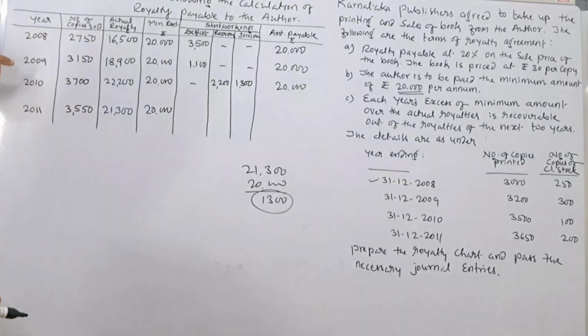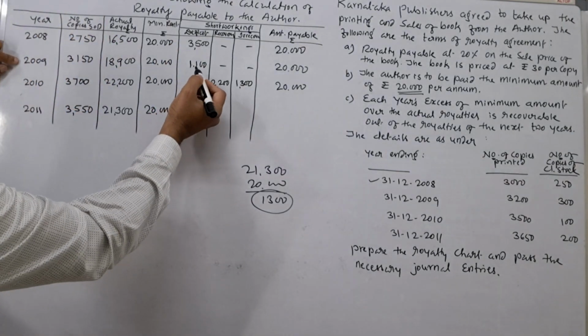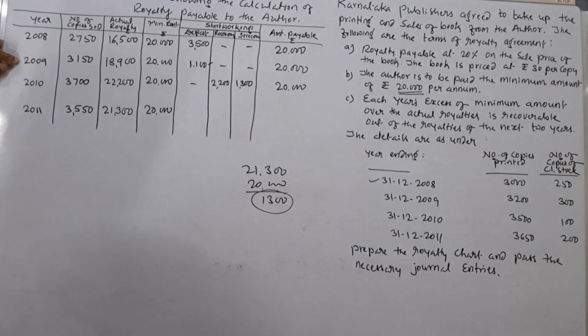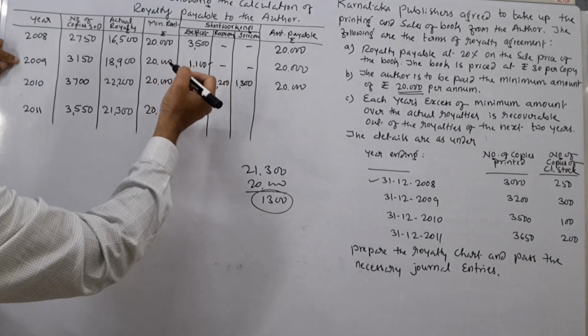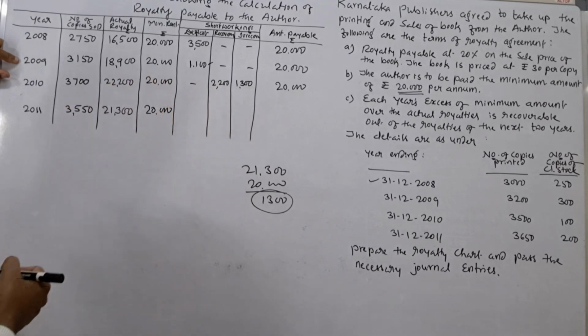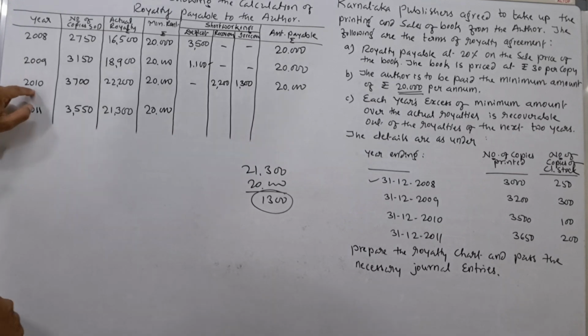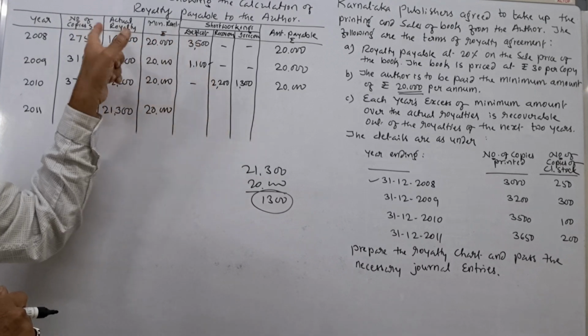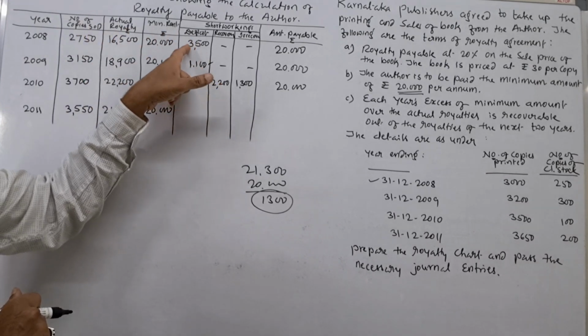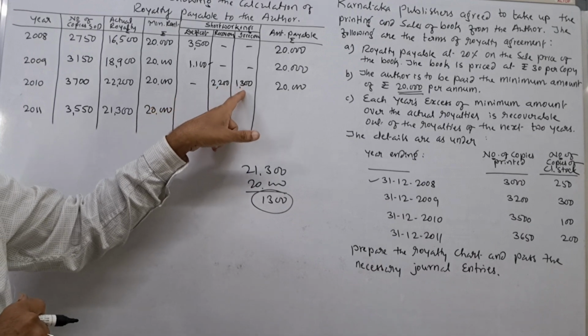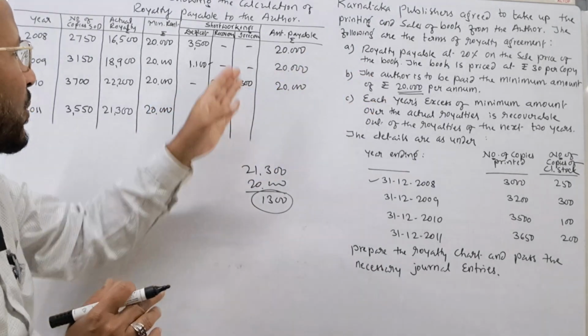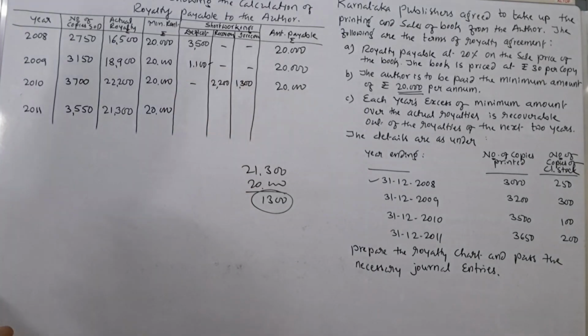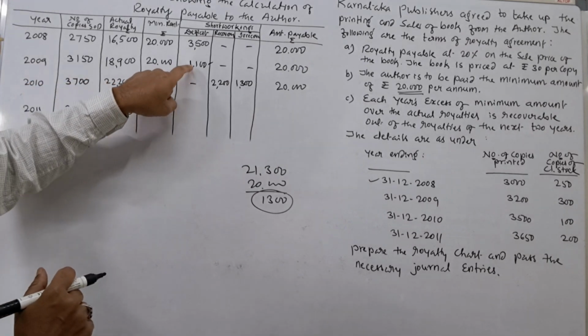Why? Because in the year 2009, short working is there, rupees 1,100. This can be recovered either from the excess royalties of the year 2010 or from the excess royalties of the year 2011. But in the year 2010, excess royalty is already applied to recover the short workings of the first year, but even that amount was not sufficient. Hence what we have done, 1,300 we have transferred to profit and loss account. That is why it is shown in the recovery column. And 2011 is the last year to recover the short workings of the year 2009.